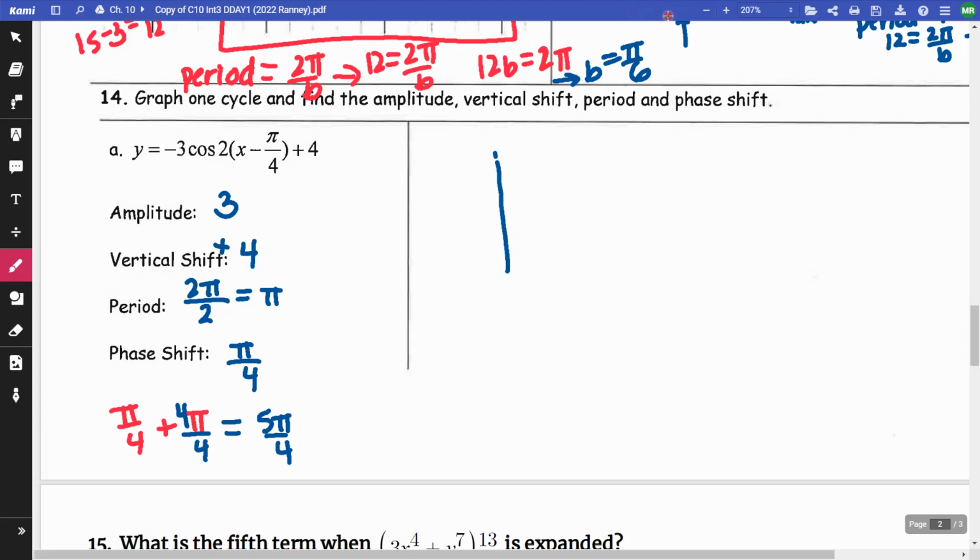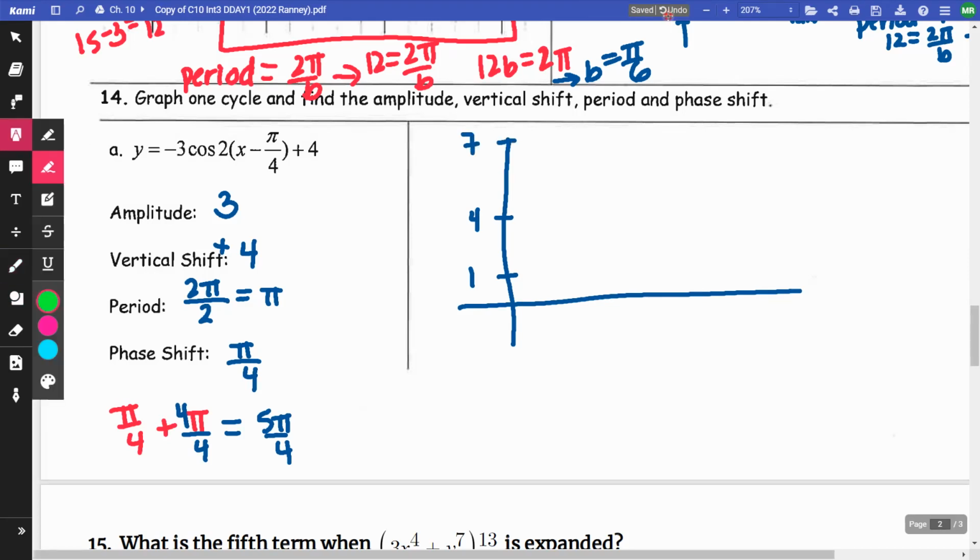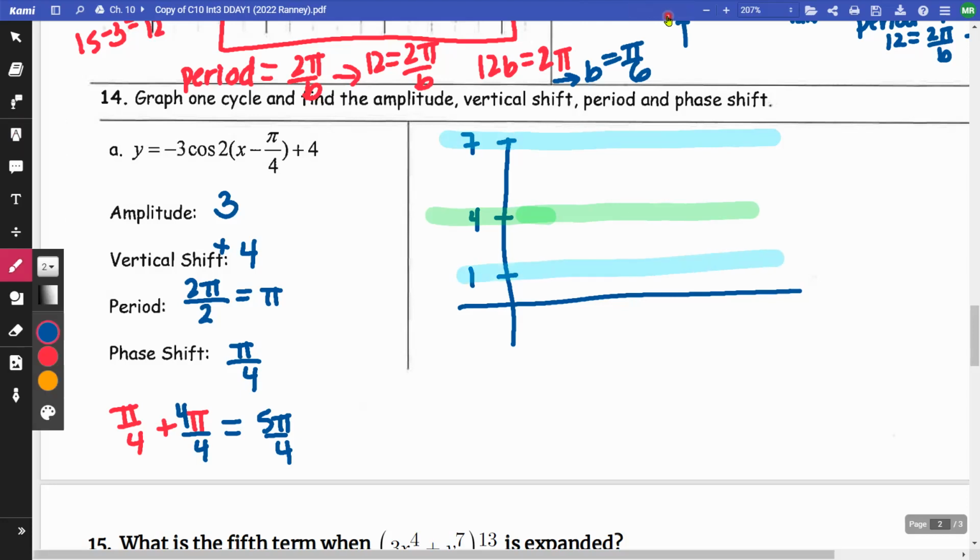So when I have my graph, let me draw that, sorry. I am going to be starting up at 4. I'm going to go 3 below, which is going to be at 1. I'm going to go 3 above, which is going to be at 7. That's going to be my middle and my high and low. We're going to be starting at pi/4. So that's 1, 2, 3, 4, 5. I'm ending at 5 pi/4.